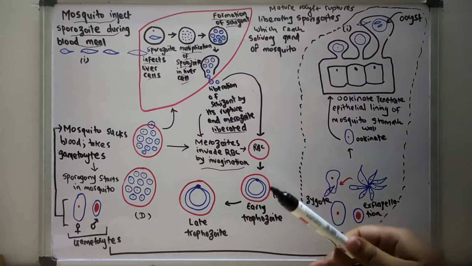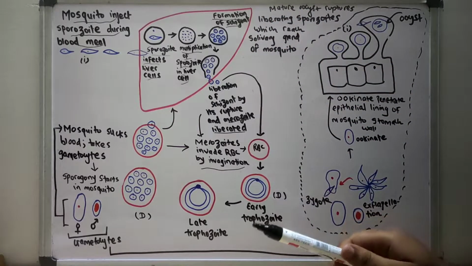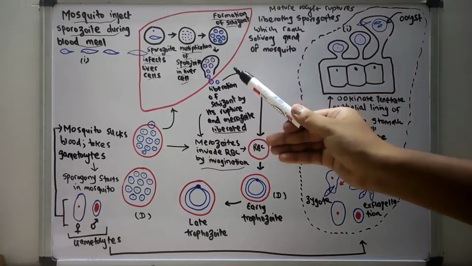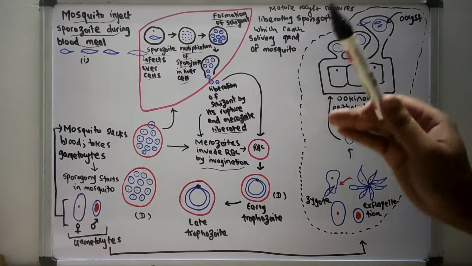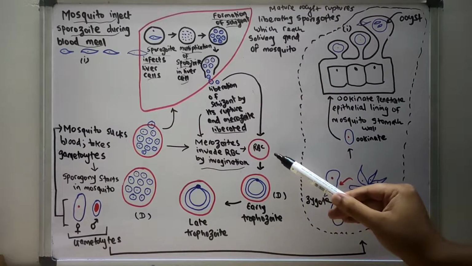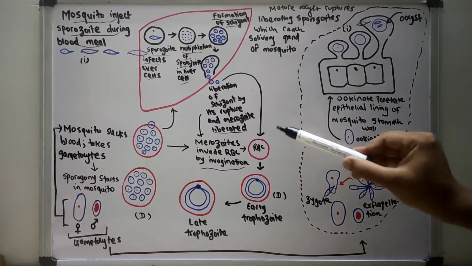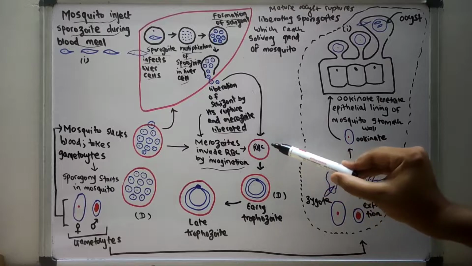And after the multiplication, there is liberation of the schizonts and rupture of the schizont. After that rupture, the merozoites are released from the schizonts, and those merozoites infect the RBC by invagination. So once the merozoite invades the RBC, you can see this is the RBC.